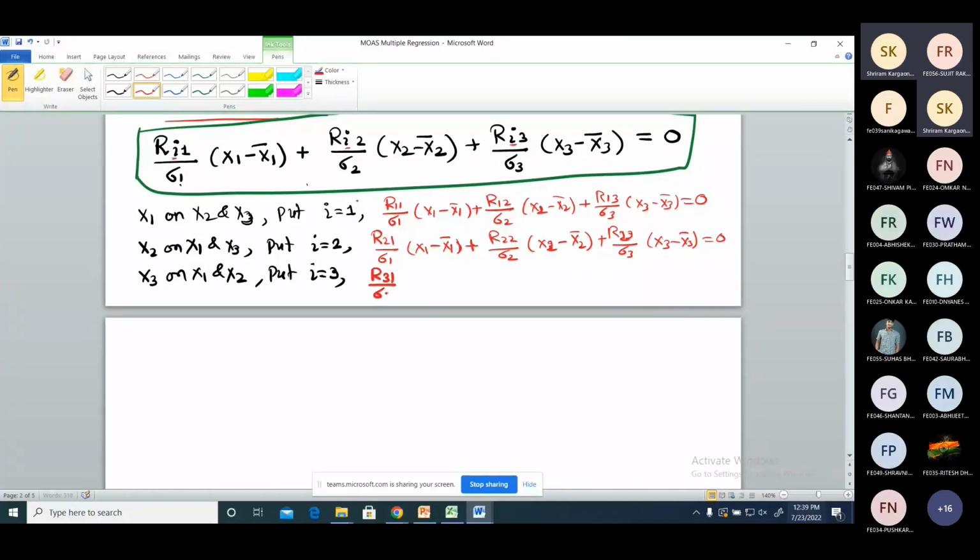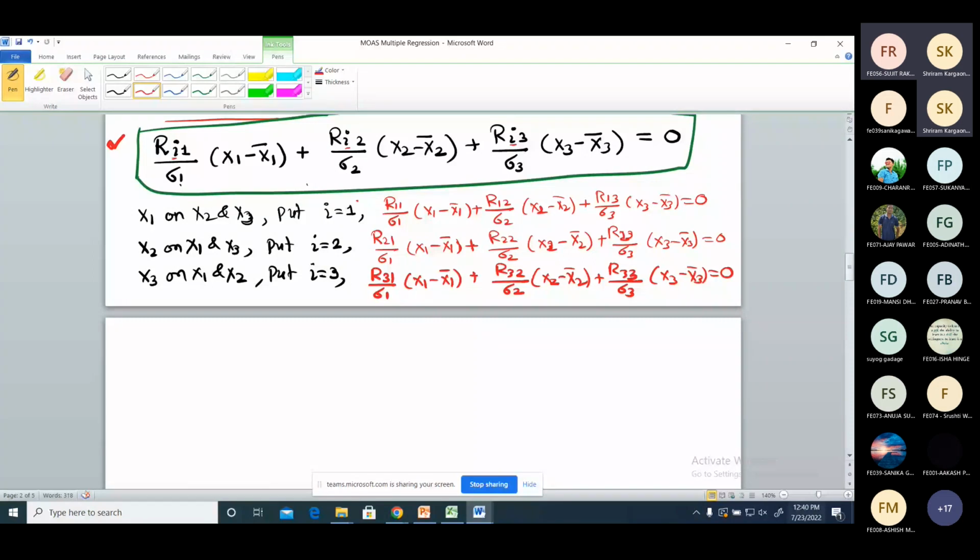R31 upon sigma 1 into x1 minus x1 bar plus R32 upon sigma 2 into x2 minus x2 bar plus R33 upon sigma 3 into x3 minus x3 bar is equal to 0. Understand this? All of you understand how to remember? So all these three equations you can remember from this. Got it?